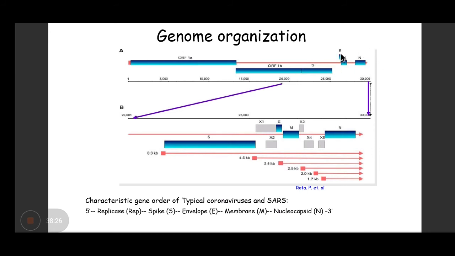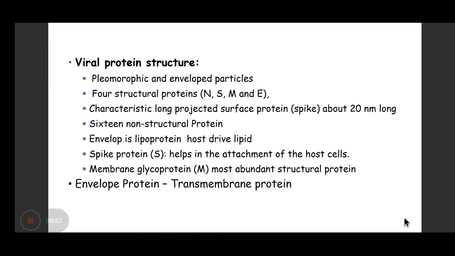A small part of the genome codes for the structural proteins, and the large part of the genome is for non-structural proteins, ORF1a and ORF1b. ORF means open reading frames. The small part codes for spike protein, envelope protein, membrane protein, and nucleocapsid protein. So there are 4 structural proteins: N, S, M, E. N is the nucleocapsid, S is spike, M is membrane, E is the envelope protein. There are 16 non-structural proteins. The envelope is a lipoprotein, host-derived lipid.